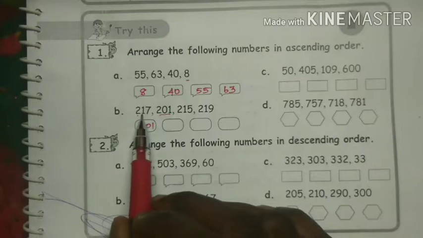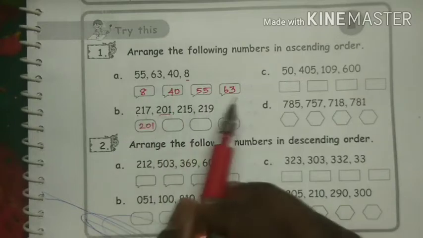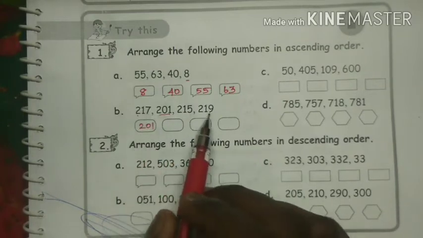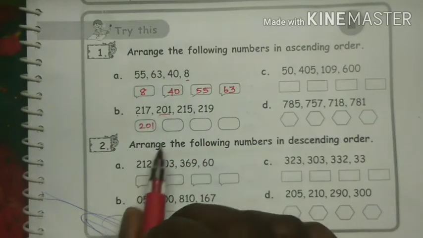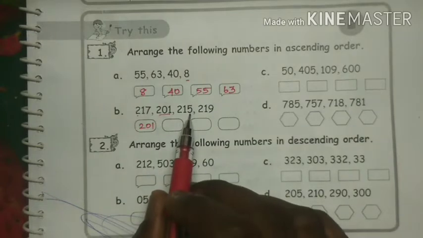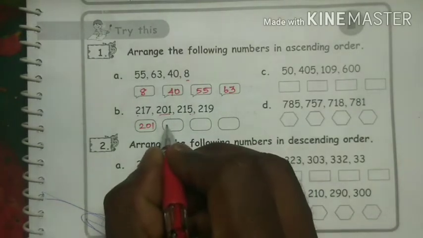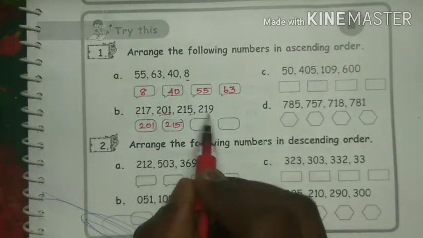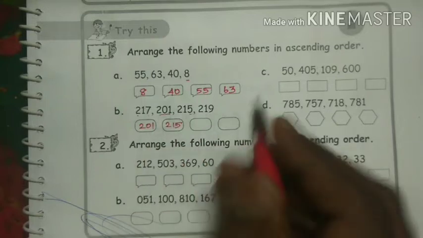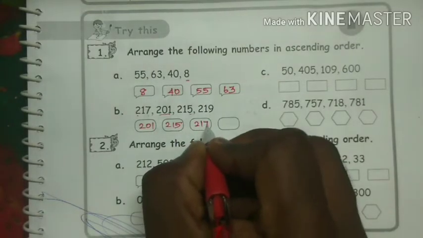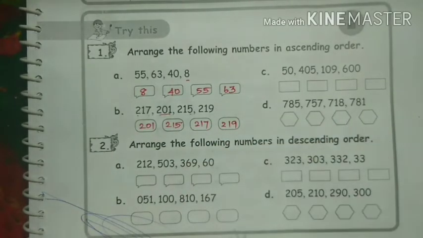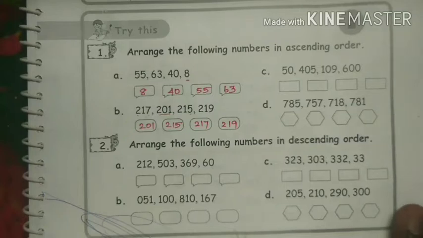Now all the other numbers have the same tens, that is 1. Now ones place. 7, 5, 9. Which is the smallest number among this? Yes, 5 is the smallest number. So the next smallest number is 215. Then 7 and 9. Which is smaller? 7. So 217. The last one, 219. Have you understood this one? Yes. Now next one.